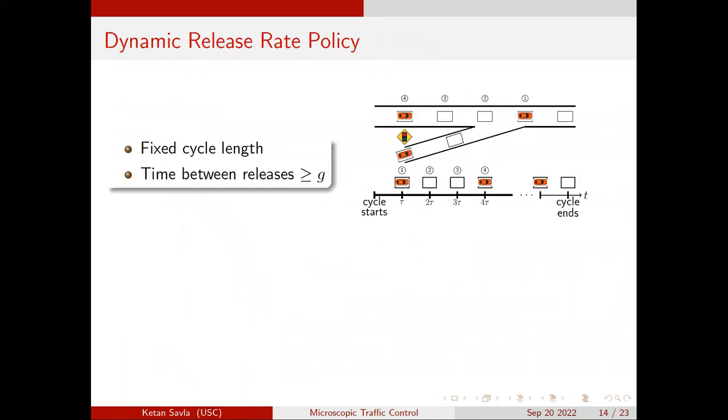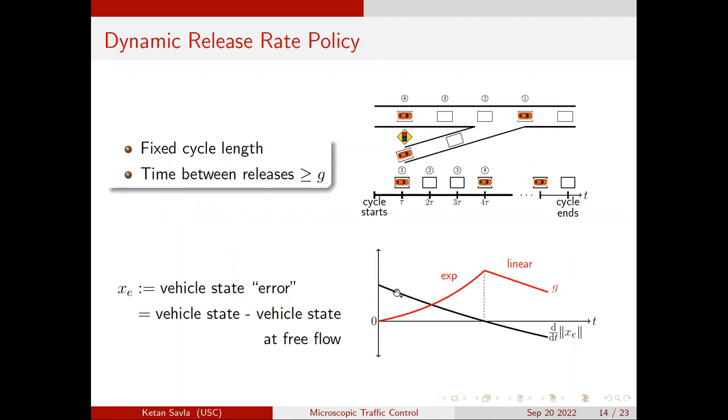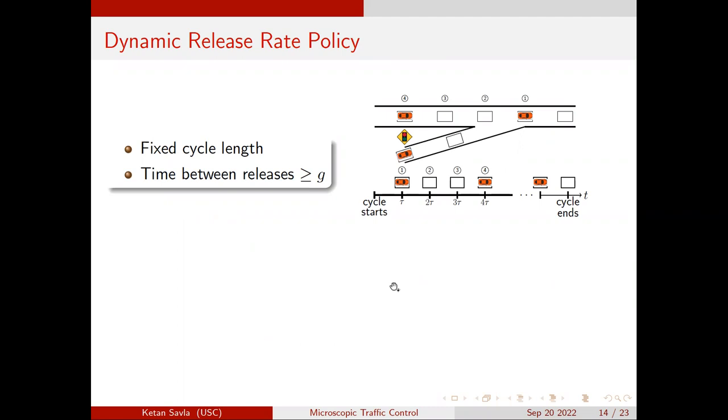So that was a policy where the cycle length was state dependent. Let's look at fixed cycle lengths. With fixed cycle lengths, the cycle is going to reset after a predetermined cycle length. In addition to the criteria that I had for releasing, meaning watching for the appropriate gap, let's say the ramps add an additional constraint of waiting for a minimum time G between successive releases. So this is going to allow coordination, right? If G was 0, then every ramp will act greedily whenever they see a gap.